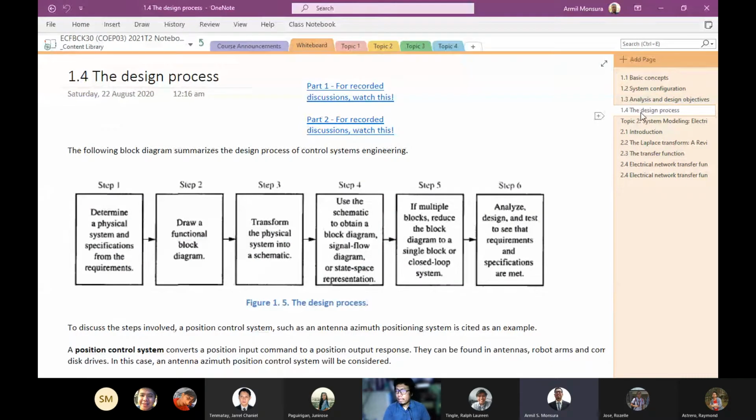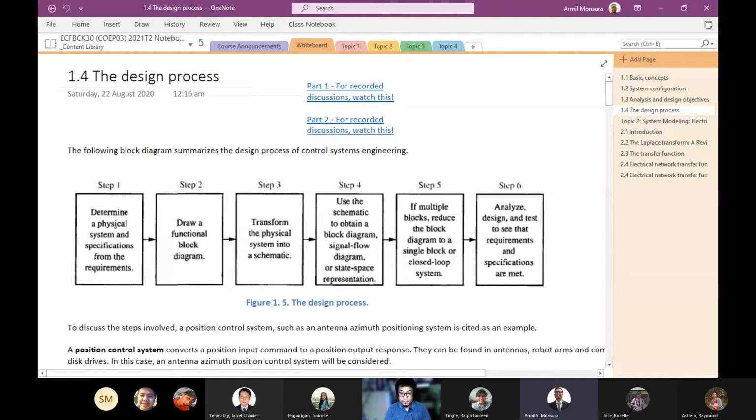Okay, so now in that process, we now have basically 6 steps. We basically have these 6 steps in order for us to come up with a design, keeping in mind those three objectives that are required of you when designing a system. So step 1 is to determine the physical system and specifications from the requirements.